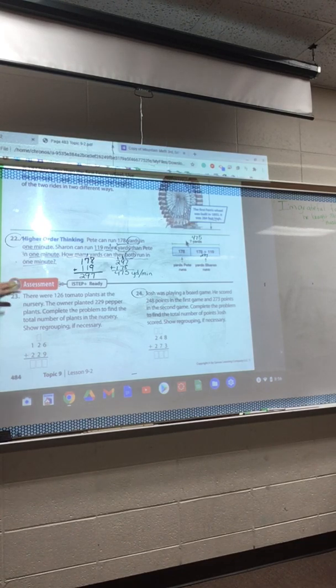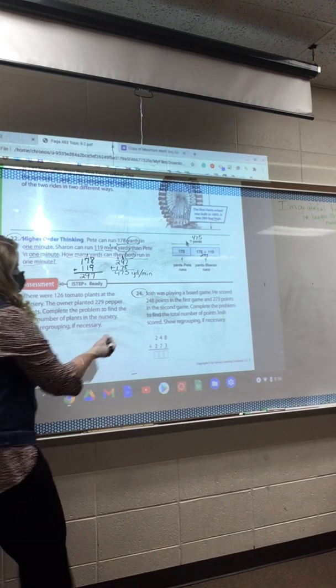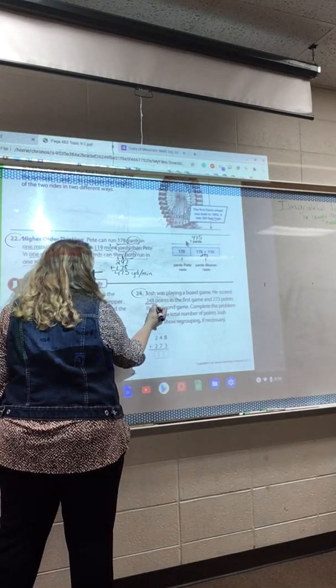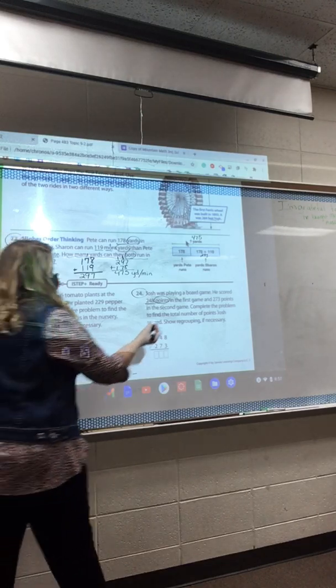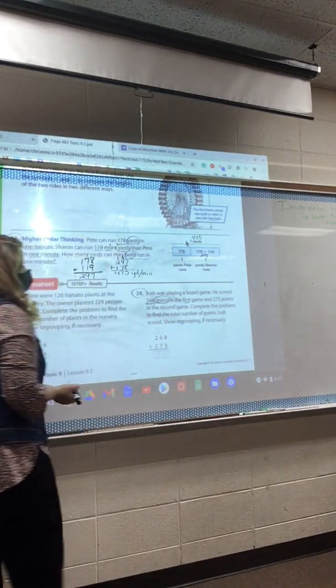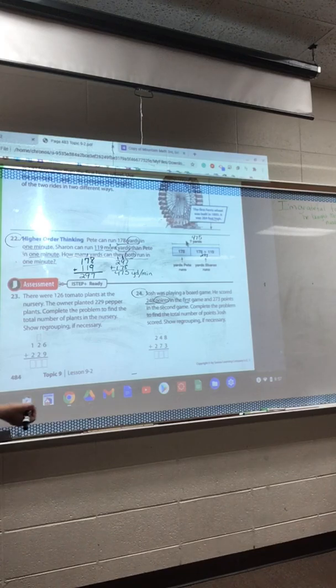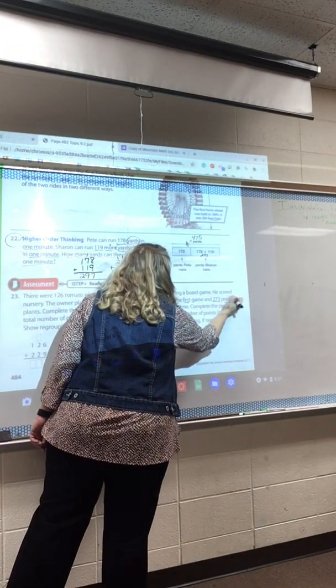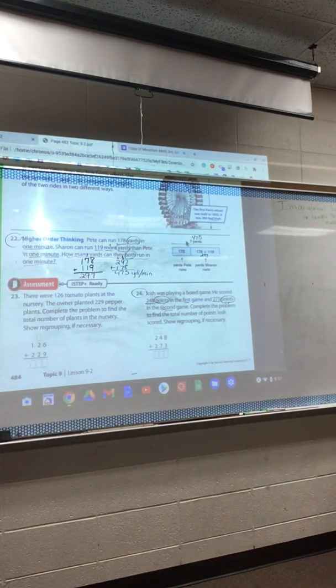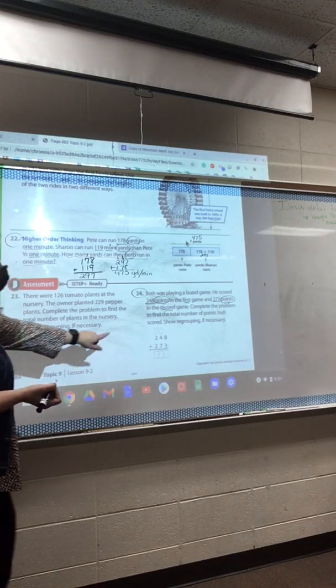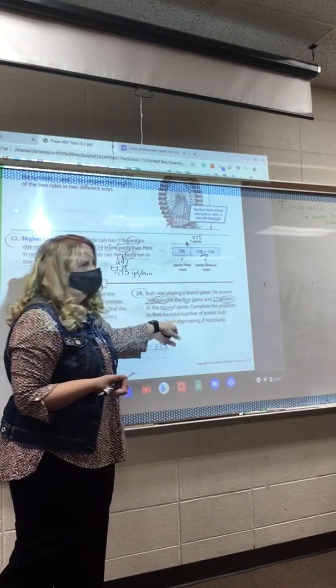All right, we're going to number 24. This is to get us ready for our big test, hopefully. Josh was playing a board game. He scored 248 points in the first game. There's going to be more than one, maybe. And 273 points in the second game. Complete the problem and find the total number of points Josh scored. Show regrouping if necessary. So when we regroup, this is a new word for third grade.